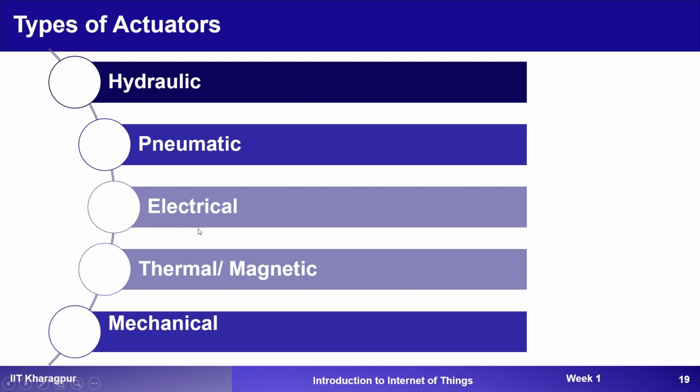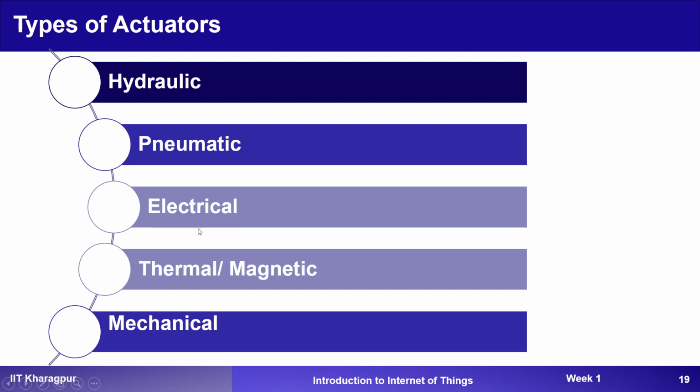Now, convergence of domains. Basically in your IoT technology, these various kinds of domains are converged in order to make seamless interaction between your different devices. This is not required yet. I'll discuss this later.